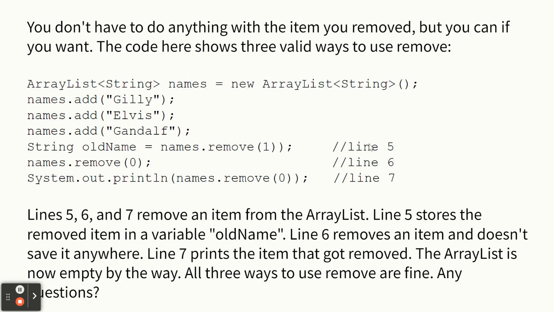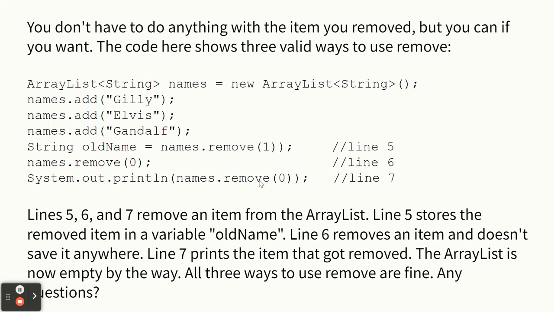But on line 5, I'm using the dot remove and storing what got removed in a variable. Line 6, I'm just removing something and throwing it away forever. I'm not storing it anywhere. And line 7, I'm removing something, and I happen to also be printing the thing that got removed. So these are just different ways you can use dot remove.